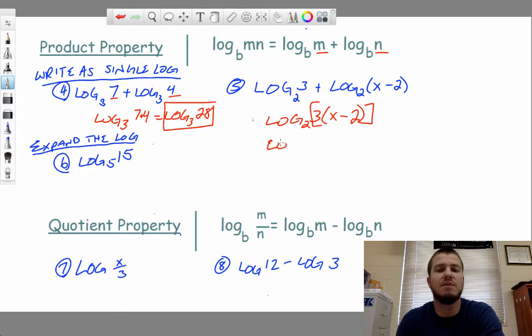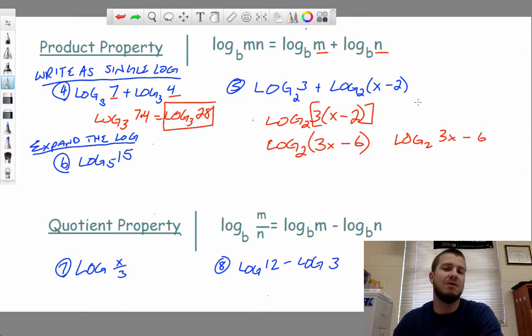So it's going to end up simplifying to log base 2 of (3x minus 6). Now I do need to keep that in the parentheses to express that the whole thing is inside the parentheses. If I just write it like this, what this expresses is just the 3x is inside the parentheses and the minus 6 is on the outside.